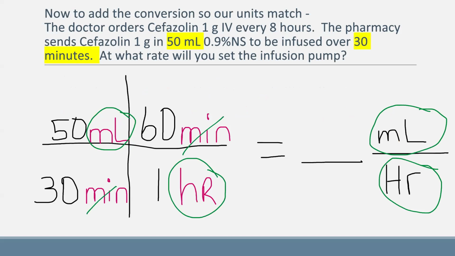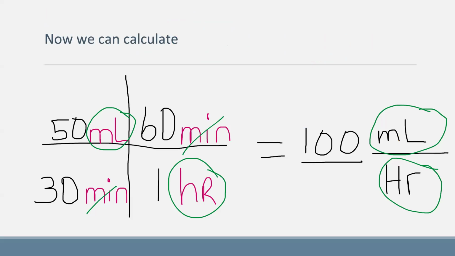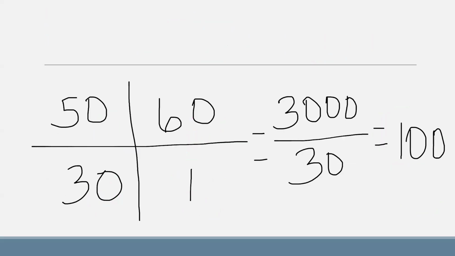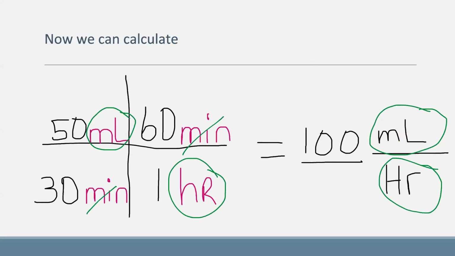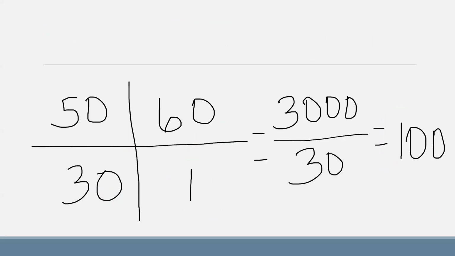Now is my grid complete? Yes, it is. My minutes cancel out, and I'm left with milliliters over hours. Now I can multiply. Comes out to 100. Oop, no, that's not right. 3,000. Oh, that's the final answer. 3,000 over 30, which comes out to 100 an hour.